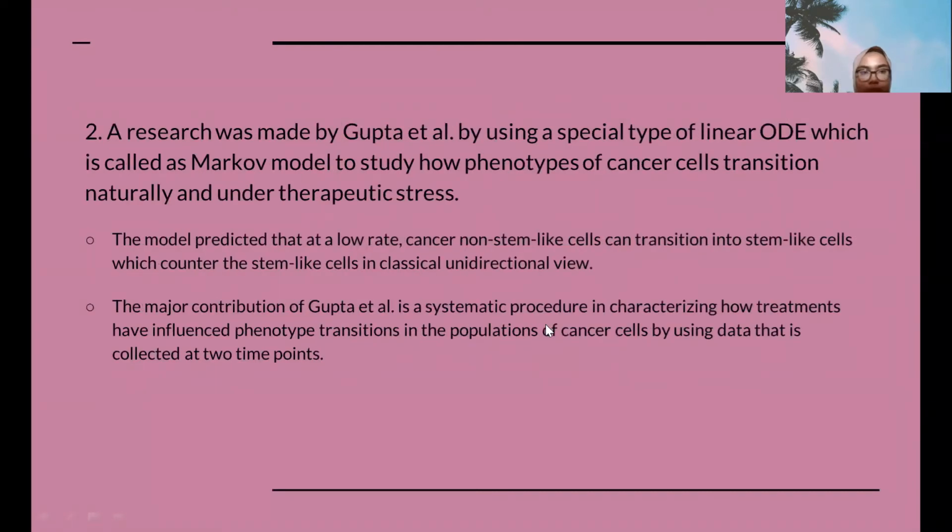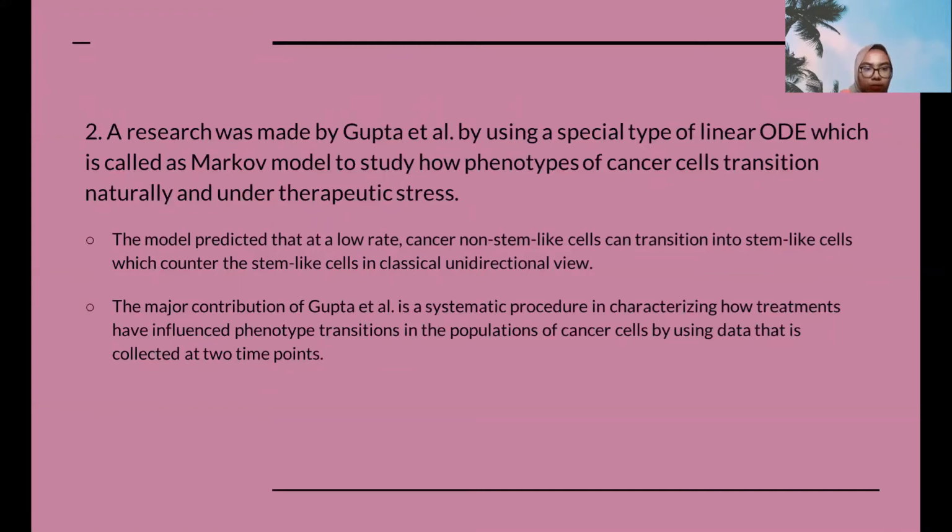The second one is research made by Gupta et al., using a special type of linear ODE called a Markov model, to study how phenotypes of cancer cells transition naturally under therapeutic stress. The model predicted that at a low rate, cancer non-stem-like cells can transition into stem-like cells, which counters the classical unidirectional view of stem-like cells.